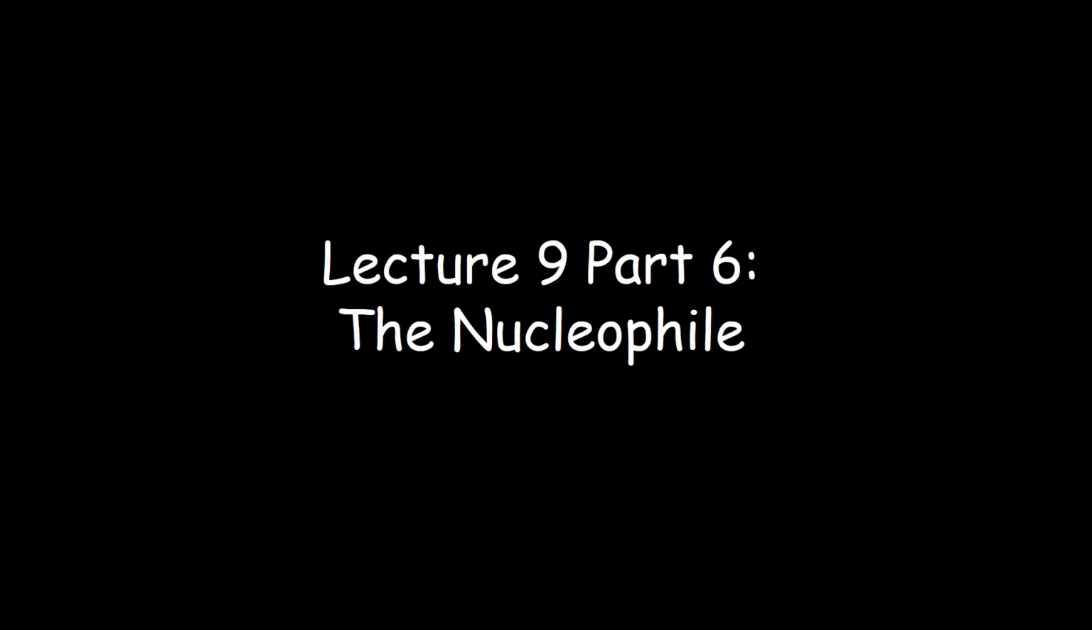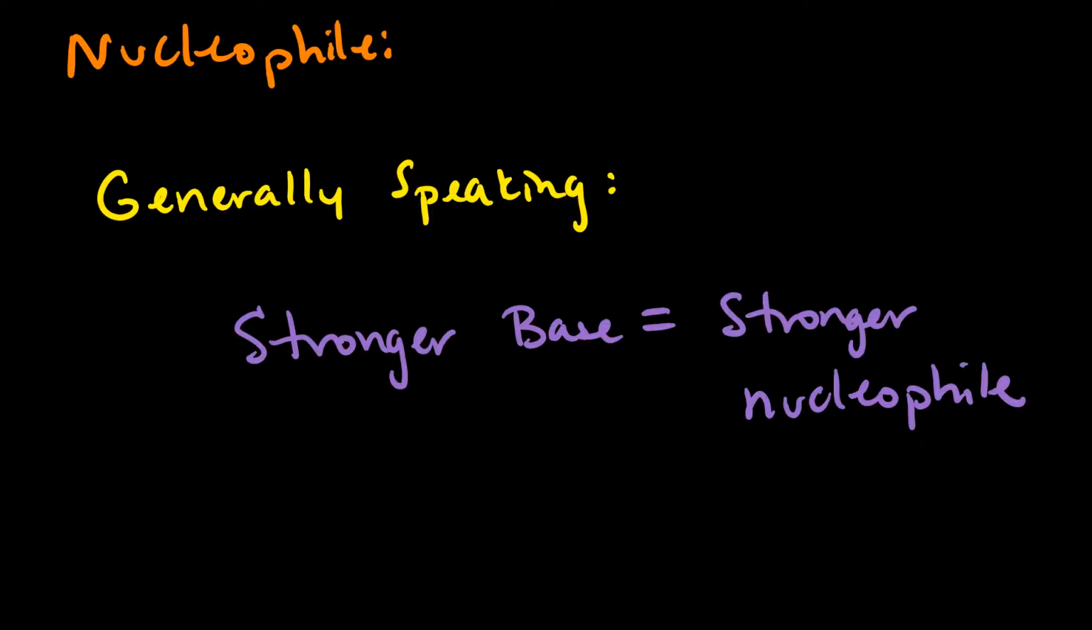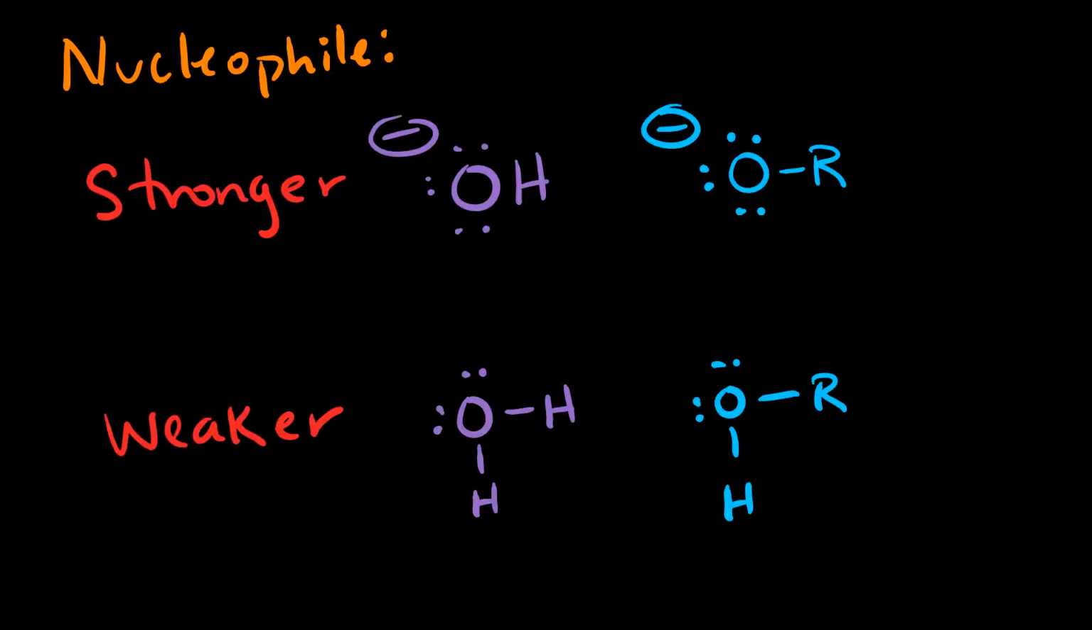Now we need to discuss that last component, and that is the nucleophile. Generally speaking, a stronger base is also a stronger nucleophile. So for example, if we look at hydroxide versus water, the hydroxide ion we know is a much stronger base. Similarly, if you look at neutral alcohol versus its anion, the alkoxide is going to be the much stronger base, and therefore the hydroxide and the alkoxide are also the stronger nucleophiles.